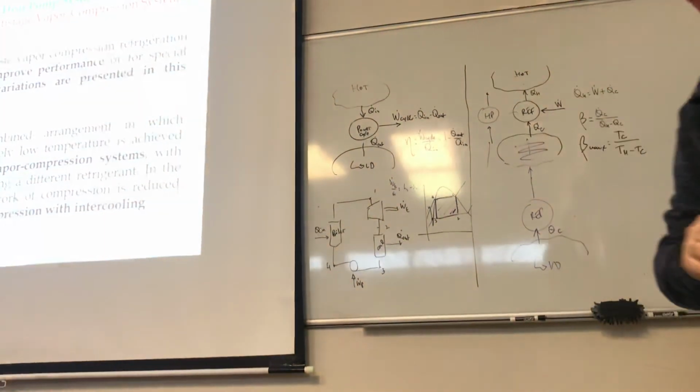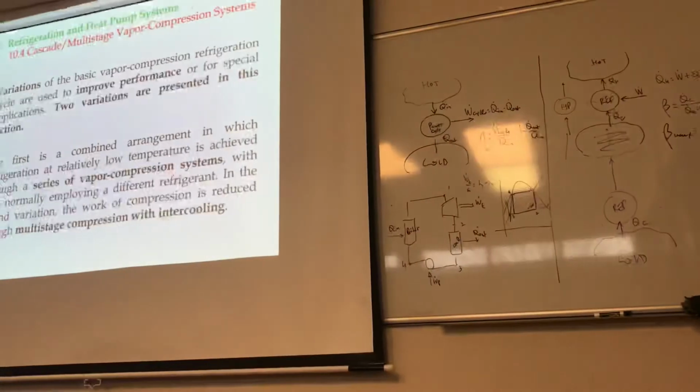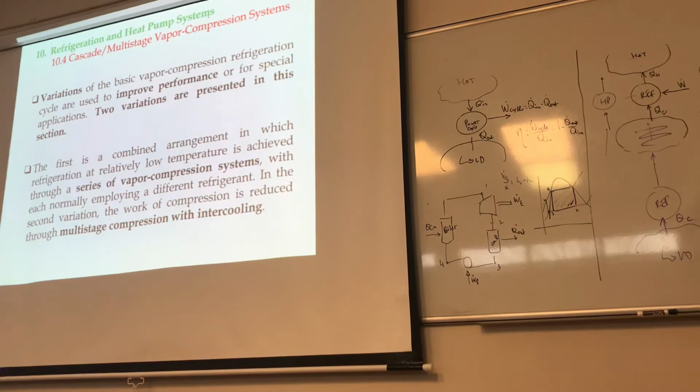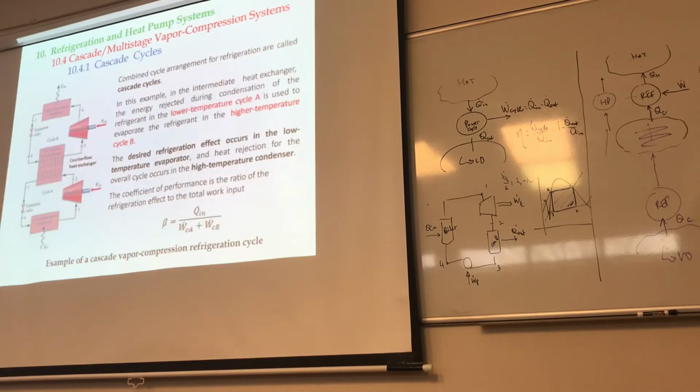Let me show you, it's probably better seen when you do it in this particular fashion. It says the first is a combined arrangement in which refrigeration at relatively low temperature is achieved through a series vapor compression. And this is what I meant to say. You can probably see here there is one cycle, and then there is one cycle, right? Right at the QH, at the top in here, where for the low one, when you come in through the compressor, right?